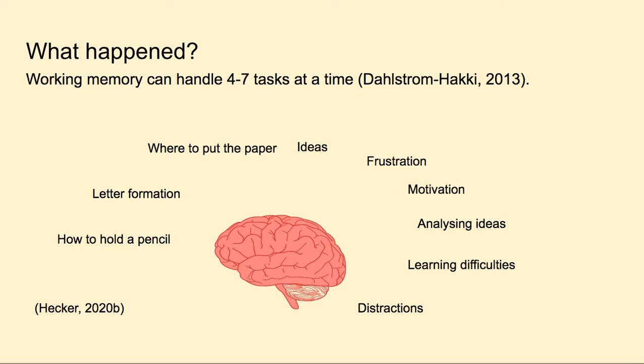And your motivation. Maybe you didn't really want to do this, so you thought that you could just skip through it, or you're looking at the clock or doing the minimum possible. You did have to analyze your ideas so that you have one sentence. And if you met any students with learning difficulties, we talked about how they can handle fewer than 4 to 7 tasks at a time. And if there were any distractions, that also takes a toll on your cognitive load. For example, someone might have entered the room or your phone rang.